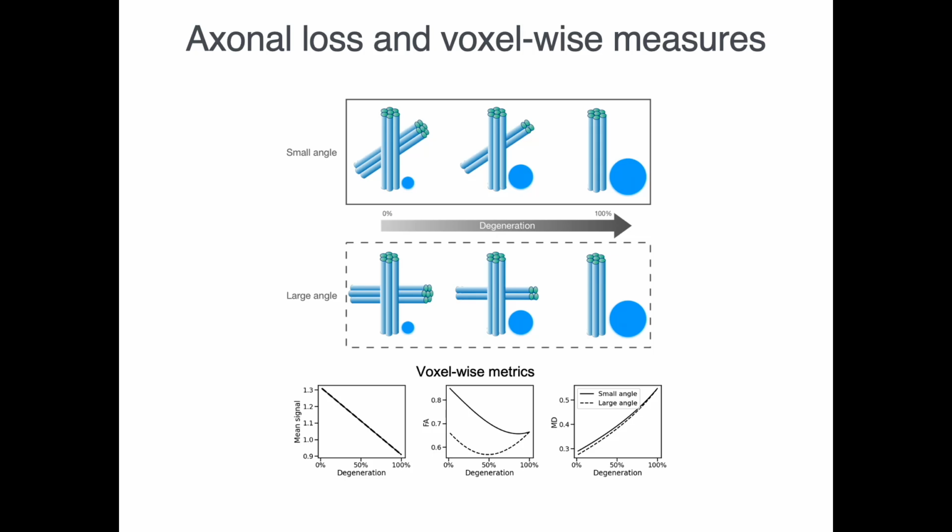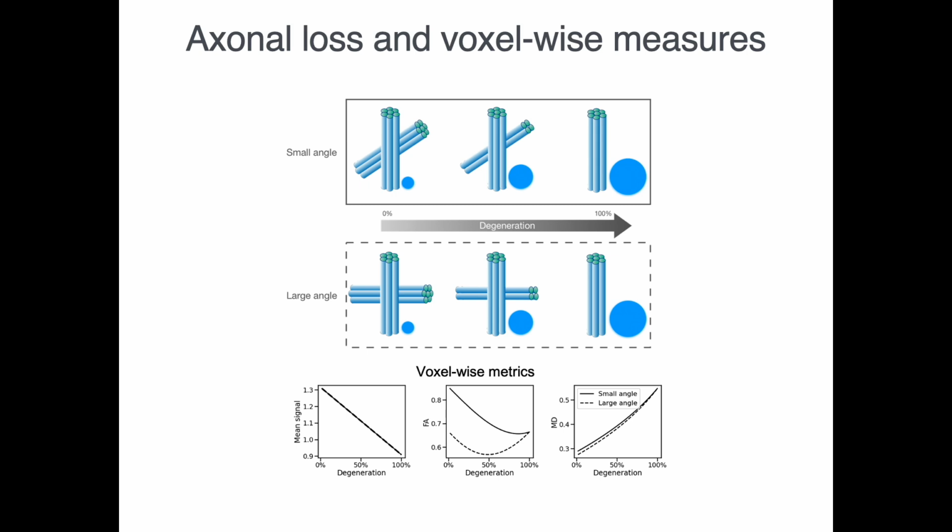Here, we model a voxel with two crossing fiber populations, where in both cases, one fiber population is degenerated. The only difference between the two scenarios is that the angle between the fibers is acute in the top case and is wide in the bottom one. Three voxel-wise metrics including mean signal, fractional anisotropy, and mean diffusivity are shown at the bottom plots, where the x-axis shows the degeneration process starting from 0 to 100% degeneration. The solid line and the dashed line show each of the scenarios explained at the top.